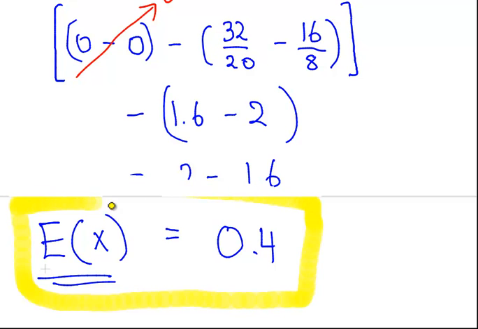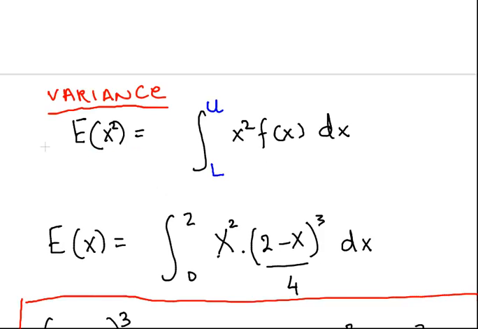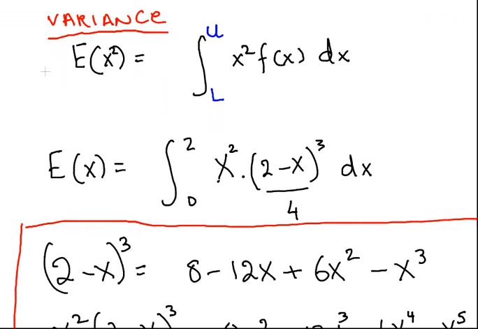We have the expected value of x. That's the mean. The next thing we are going to do is calculate the variance, and the first thing, as I said before, is to calculate the expected value of x squared. This is a very similar calculation. We do an integral again, but rather than x, we would have x squared here. The expected value of x squared is the integration of x squared times f of x.